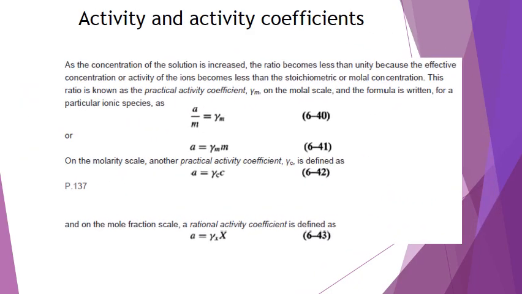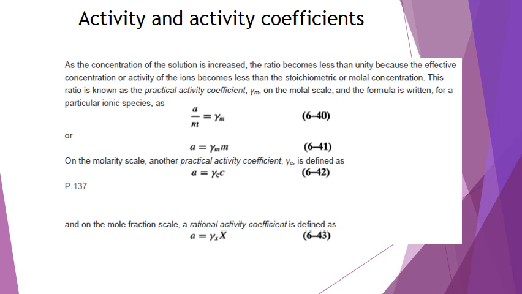Now, as I mentioned in the previous slide, if we are dealing with infinite dilution, then the activity equals the concentration. I mean, all the ions in the solution will contribute to the properties of the solution, including the colligative properties. But if we increase the concentration of the solution, the ions become closer to each other, and the ratio of the activity to the concentration becomes less than unity. We can express this relationship as a over m equals gamma m, which is the practical activity coefficient, again because of the attraction forces between the ions in the solution. So a over m is not equal to unity, but instead equals gamma m, the practical activity coefficient.